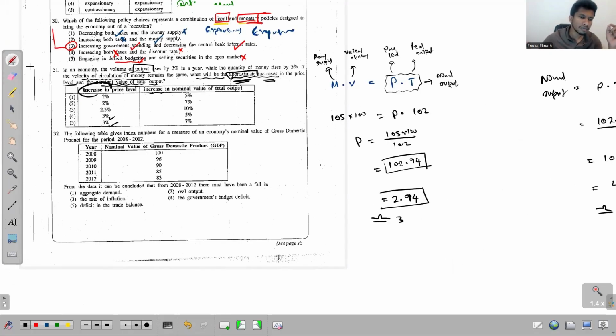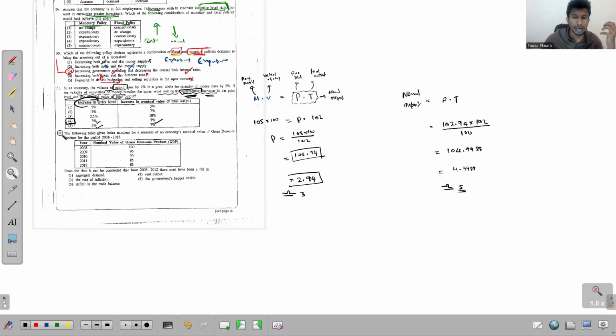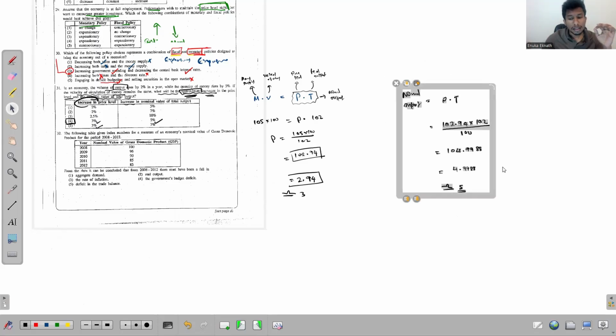The increase in price level is 3% and the increase in nominal value is 5%. Then the answer has to be the fourth one, right? Answer has to be the fourth one. And this is the problem.